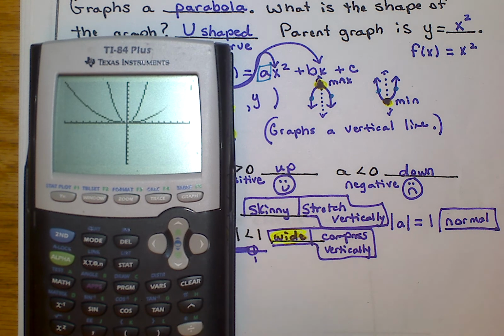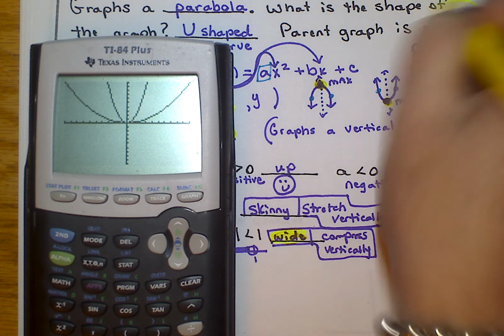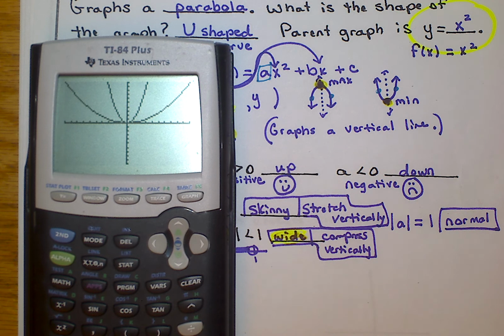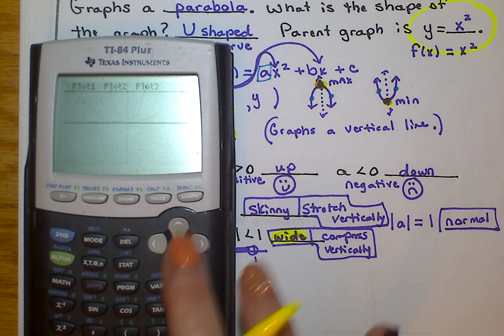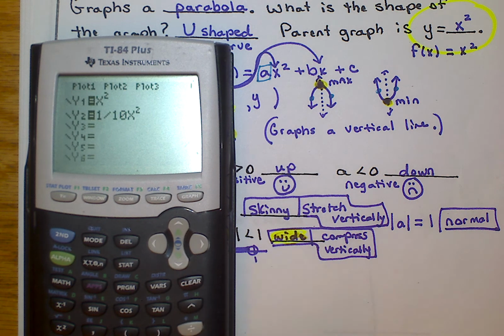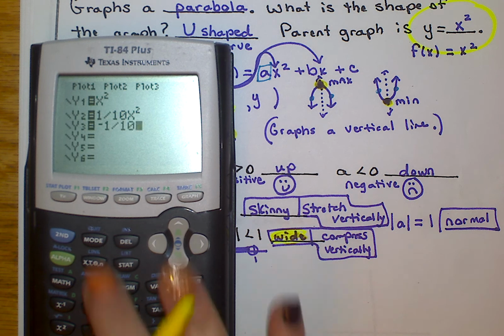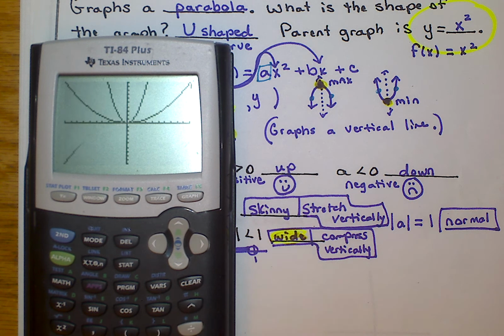So you see that's much wider than the parent. The parent is what you compare everything to. And remember, the parent graph is y equals x to the second. Now, if I was to flip it and put a negative in front of that, it's not going to change the size. It's just going to make that parabola go down. Okay? The size is still going to be wide. You can see it's the exact same size.